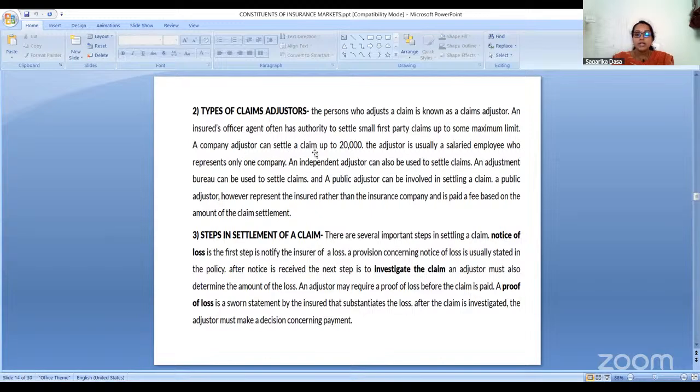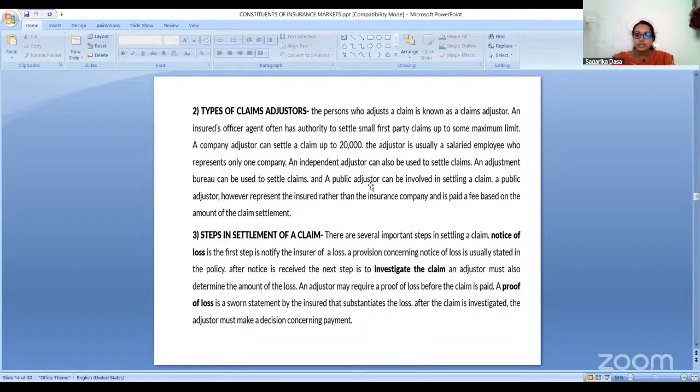A company adjuster can settle a claim up to 20,000. The adjuster is usually a salaried employee. When we say company adjuster, he is an employee in the insurance company and he represents only one company. An independent adjuster can also be used for claim settlement. He is another type of adjuster. An independent bureau can be used to settle claims, that is, an independent adjuster is used to settle the claims.